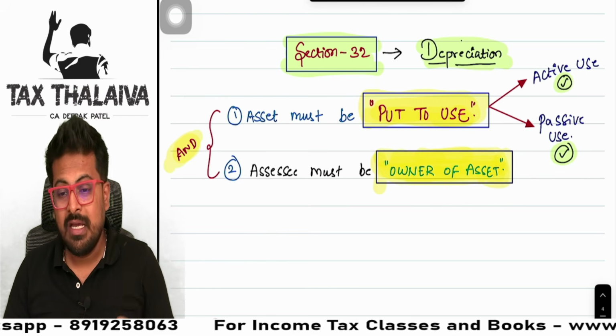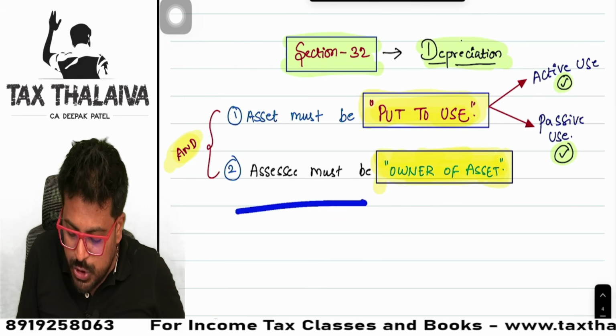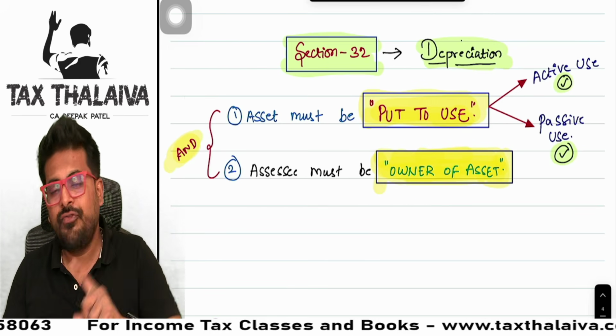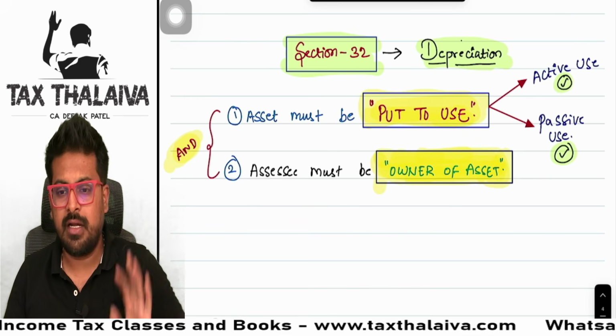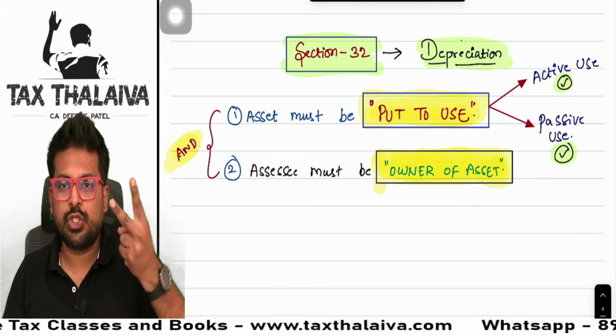First condition is that. The second condition is the assessee must be the owner of the asset. If you are not the owner of the asset, you cannot claim depreciation under the Income Tax Act. So these twin conditions have to be met.